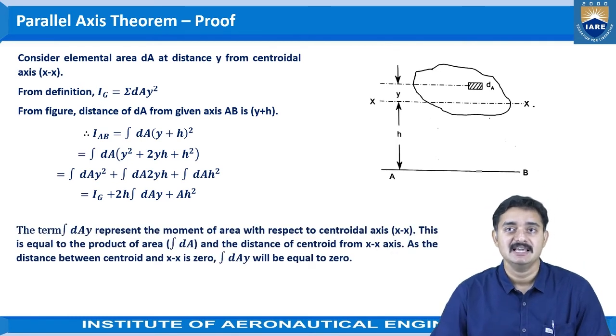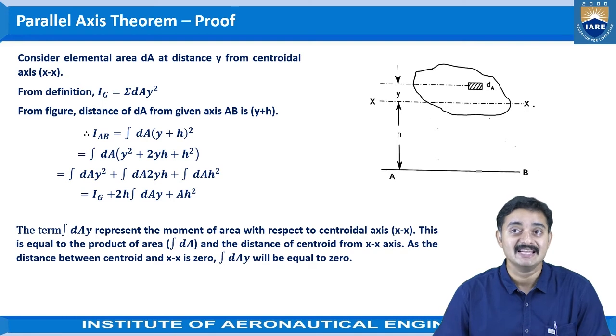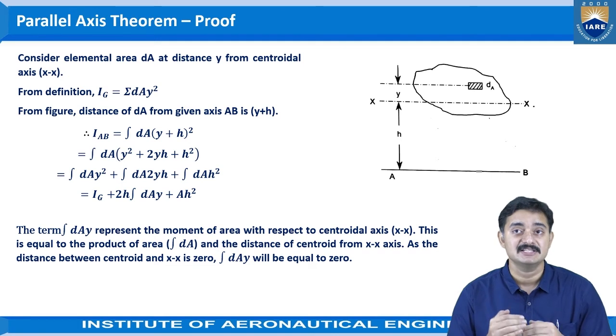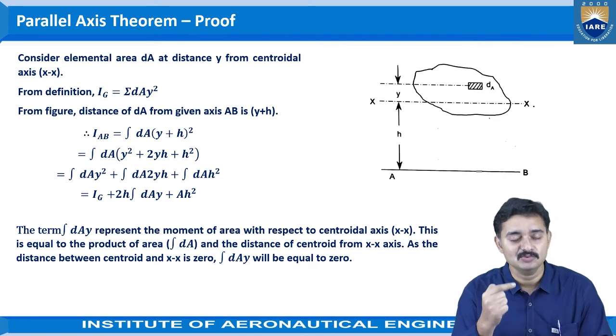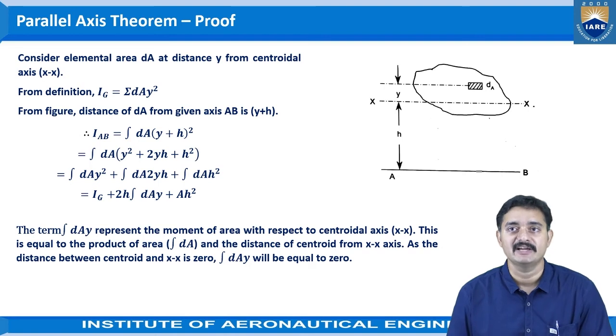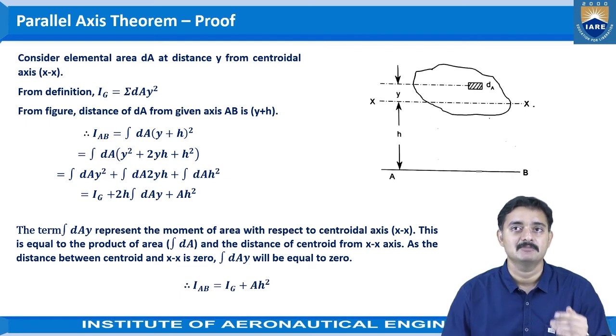The term integral dA y here represents the moment of area with respect to the centroidal axis xx. This is equal to the product of area dA and the distance of the centroid from the xx axis. The distance between the centroid and the xx axis is 0. Why? Because the centroidal axis xx is passing through the centroid itself. So the distance will be 0. Hence, integral dA y will be equal to 0. So overall, the value of I_AB from the above equation can be given as Ig plus A h square. This is the equation of the parallel axis theorem.